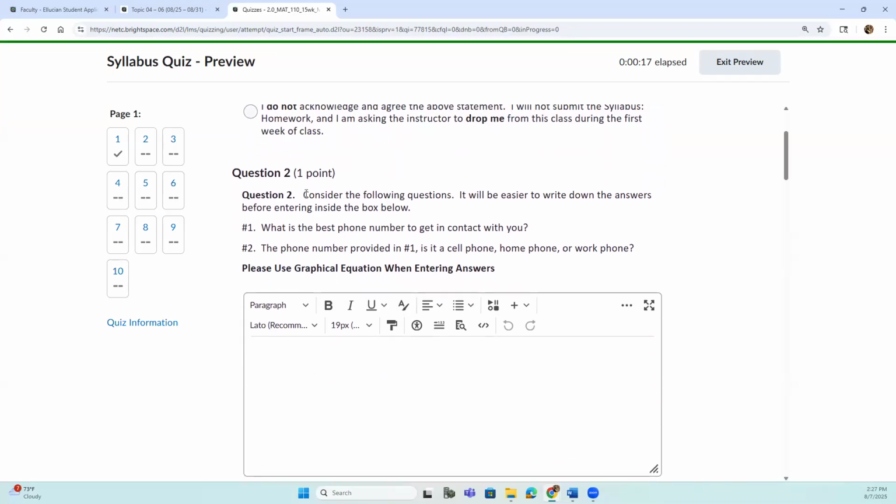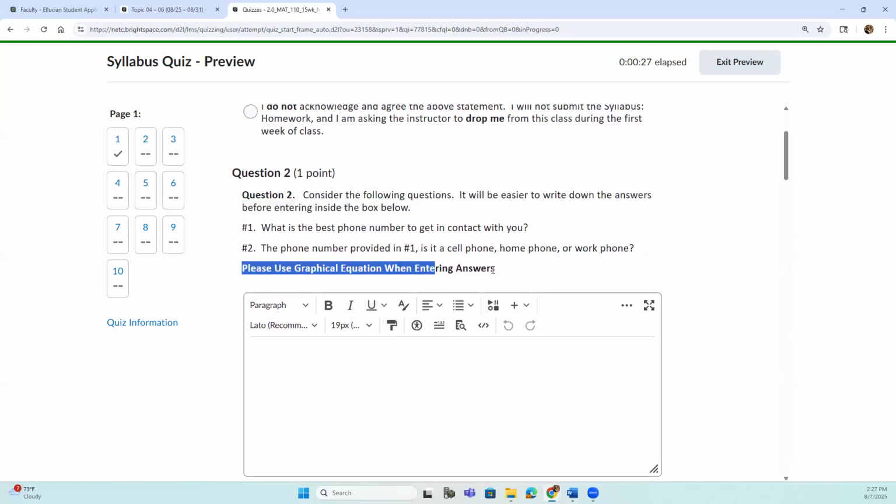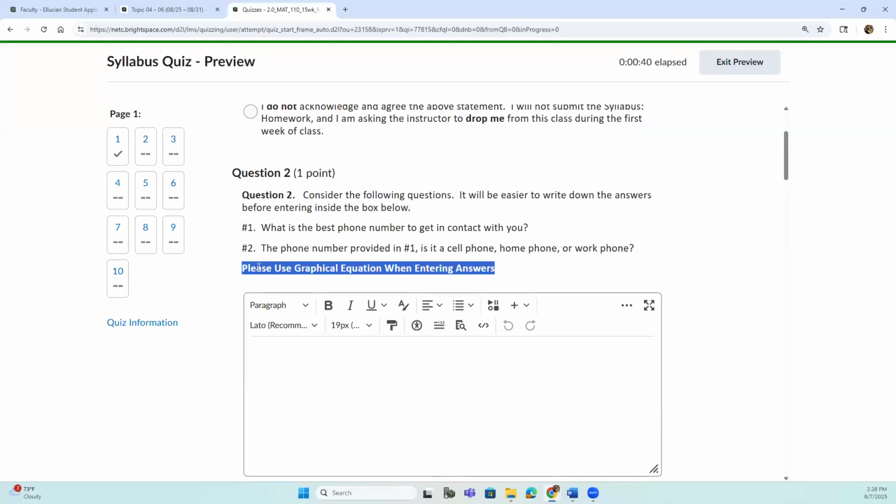Question number two, a lot of your homework questions have this instruction. That simply means that you can just write your answer on a piece of paper before you enter them. All right, a lot of questions will also have this instruction that says using graphical equation when entering answers. When it's telling you to use graphical equation, please do so. If you do not use graphical equation to enter answers when it's telling you to, then I will not read your answer. I automatically count all your answers as incorrect.